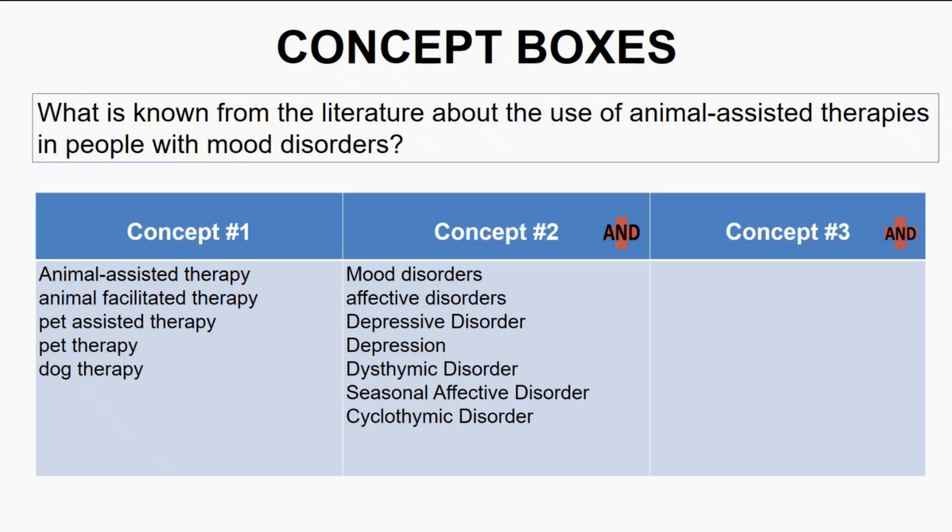There are a few different frameworks that can help guide you in building a good research question. Here we have an example of concept boxes. In this example, what you do is you put your question at the top, and then you create columns for your different concepts. In each column for each of your concepts, you will brainstorm synonyms. This will come in handy when you're at the searching stage.